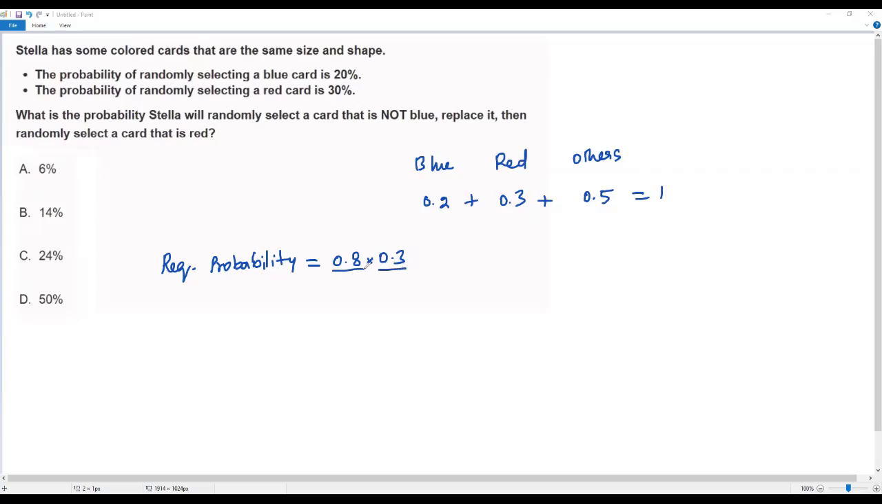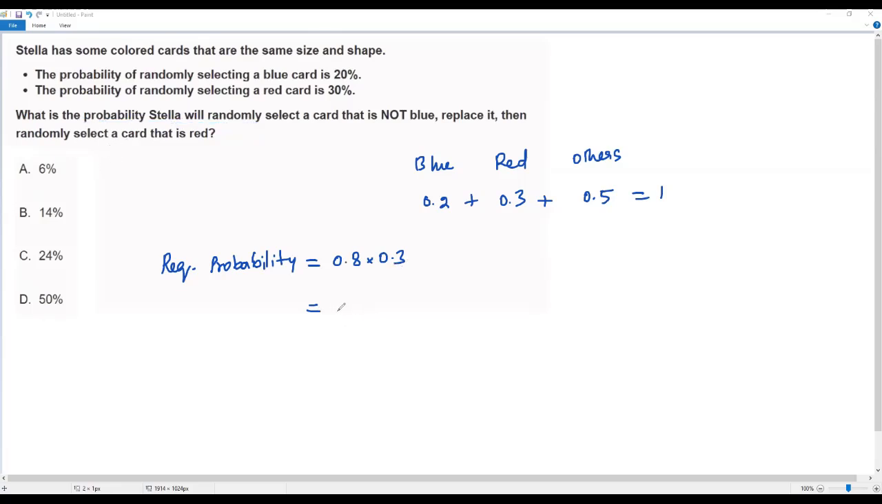Here I multiply the two probabilities because there are two events, and both events are happening. When both events are happening, we have the fundamental principle of counting, which means we have to multiply the probabilities of the two events. So the first one, randomly selecting a card that is not blue, is 0.8, and the second one is the probability of randomly selecting a card that is red. Now when we multiply them, we get the required probability targeted by the question.